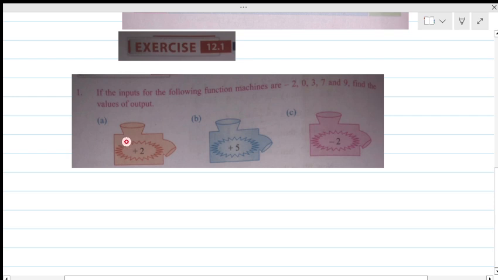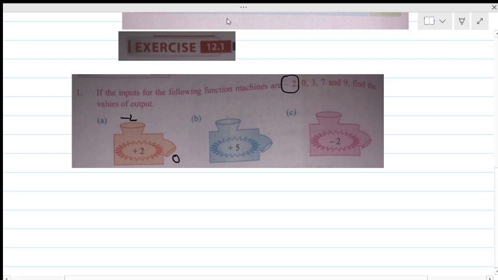So here in the first input and output machine, the processing inside the bracket is +2. So whatever input you keep here, the process will be 2 added, and then the output will come out over here. Let's go with the first number, -2. If you keep -2, 2 will get added, so -2 plus 2, then the output will become 0.